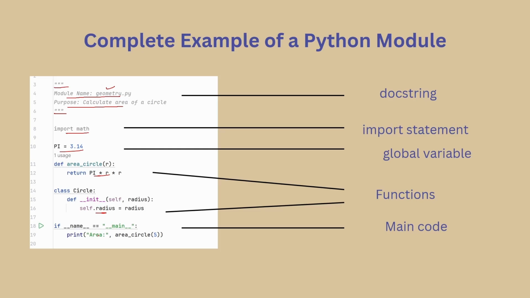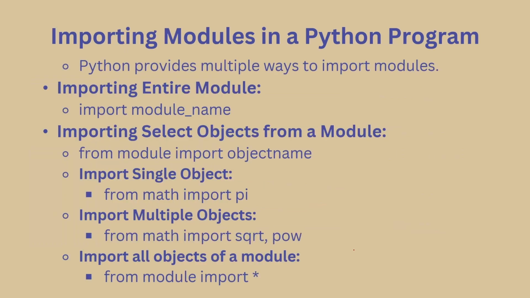And then finally we have this main code, name equals main, area is equal to area circle, right? Okay, so next is importing modules in a Python program. Python provides multiple ways to import modules. First is importing the entire module, like with the help of this statement, import module name, we can import the entire module, right?